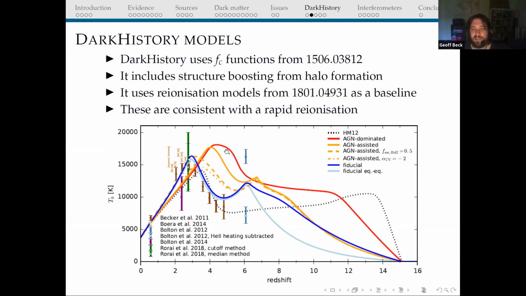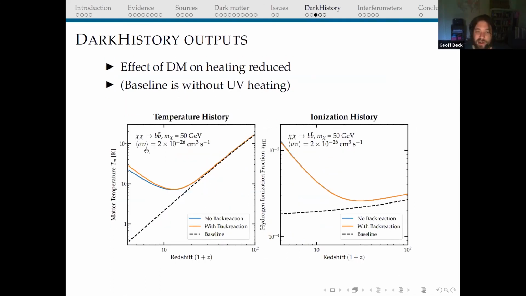Interestingly, their tests with these self-consistent models suggest that AGNs do not dominate the process. You can see here the AGN dominated and strongly AGN assisted models are way above the data around redshift 4 and 5. So what we're considering as our baseline here will be this blue curve for the temperature history of our gas, and we will add dark matter on top of that. We'll be using the updated efficiency functions from DarkHistory, so we won't be making the same mistake of assuming too much heating. As an example of what DarkHistory does, if we inject dark matter annihilating into b quarks, with a particle mass of 50 GeV and a cross-section around the thermal relic value, we can get some substantial heating. We can also change the ionization history quite substantially around redshift 10.